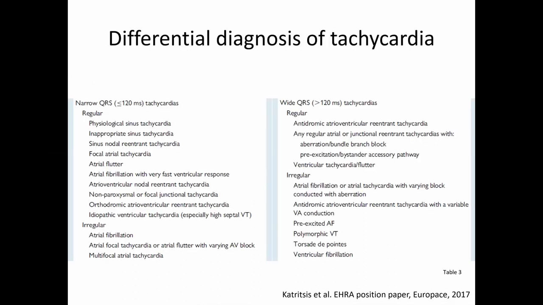So in terms of differential diagnosis of tachycardia, you all know this: tachycardia is differentiated as either narrow or wide QRS tachycardia, and it's either regular or irregular in nature. We're mainly focusing on the regular narrow QRS tachycardias. The main things we're focused on are excluding sinus tachycardia, and asking: is it a focal atrial tachycardia or a reentrant atrial tachycardia, atrial flutter? Is it AV node reentrant tachycardia? Is it orthodromic AV reentrant tachycardia? Or unusual things like junctional tachycardia or a very high septal VT with a narrow QRS are possible. Differentiating between those is really the main context of this talk today.